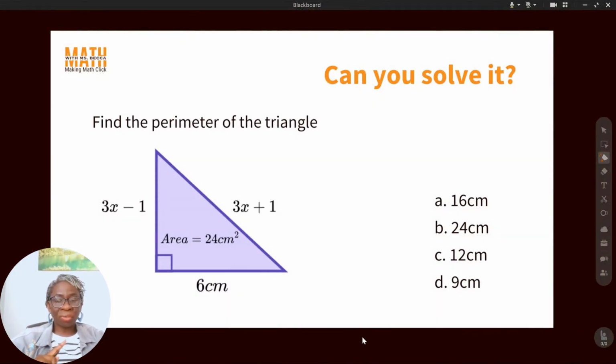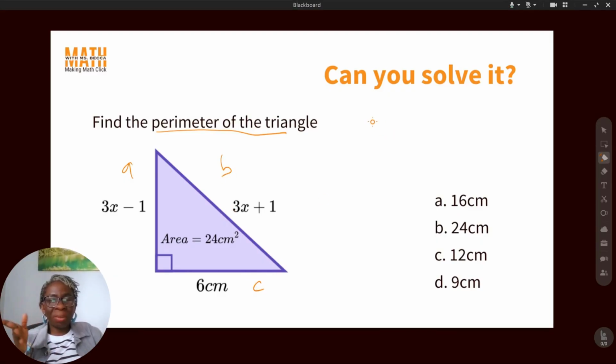Can you solve this? We have to find the perimeter of the triangle. So before we even look at the triangle, what does perimeter mean? The perimeter means you add all the sides. So let's say this is A, this is B, and this is C. So the perimeter of the triangle will be A plus B and then plus C.